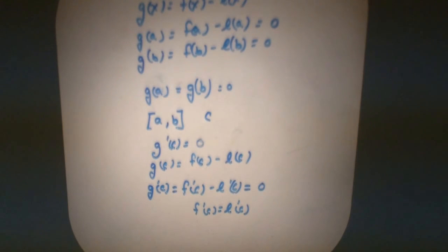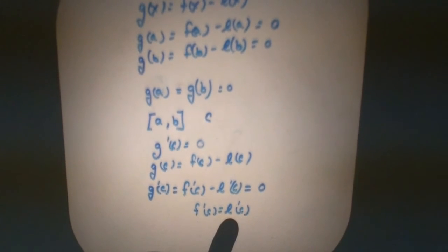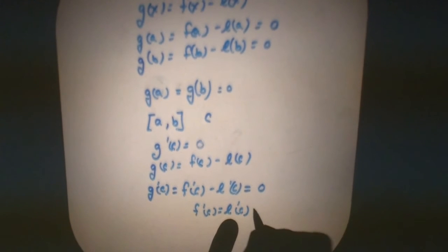Are you with me? Mm-hmm. Okay. Now I have it on the board, but I would like to know this. What does this L prime at c mean technically? It's a derivative. Okay, Jeff said it's a slope. What's the slope of this line?